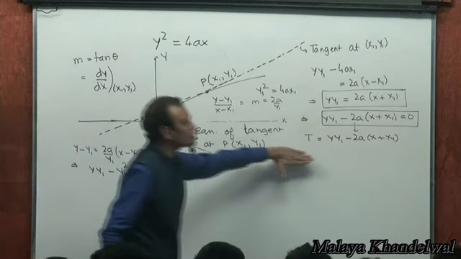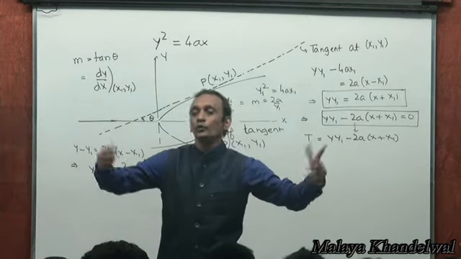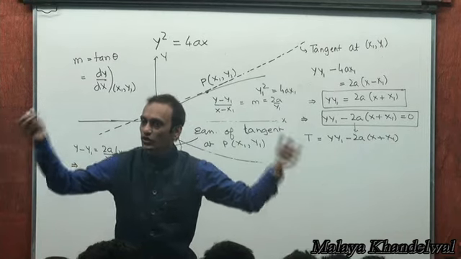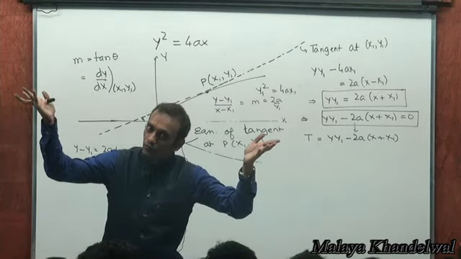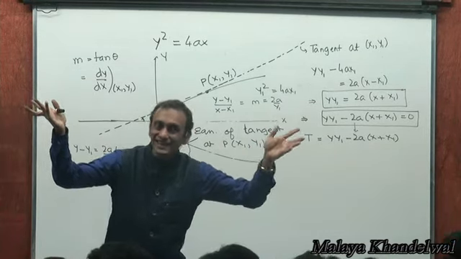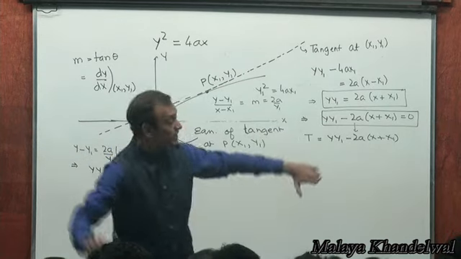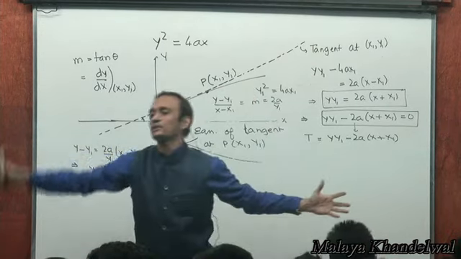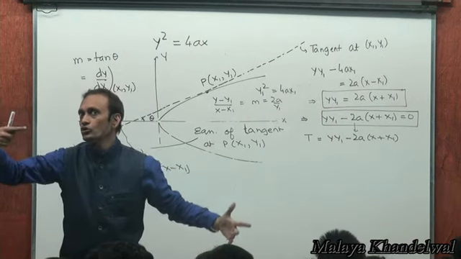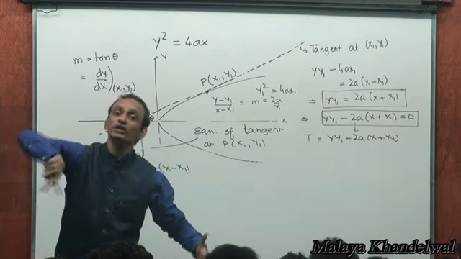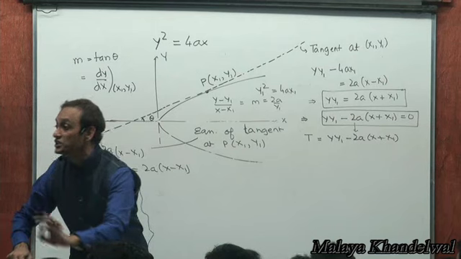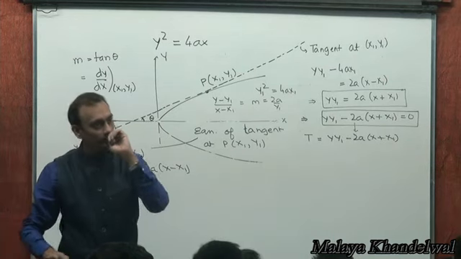The expression t is not limited to where the point x1, y1 lies. It could lie on the parabola, inside or outside the parabola, right? That's needlessly restrictive. The expression t is defined for all x1, y1 in the plane. But t equal to 0, if x1, y1 lies on the parabola, represents the equation of the tangent at x1, y1. Clear?